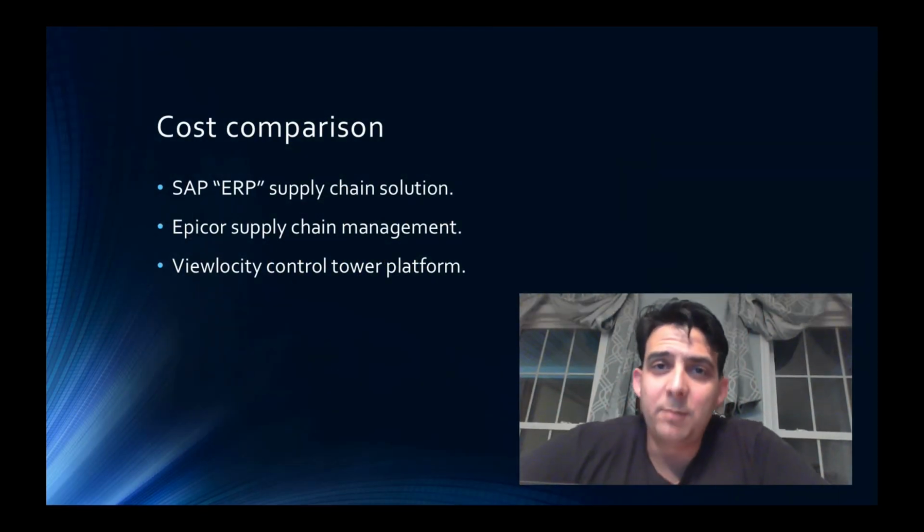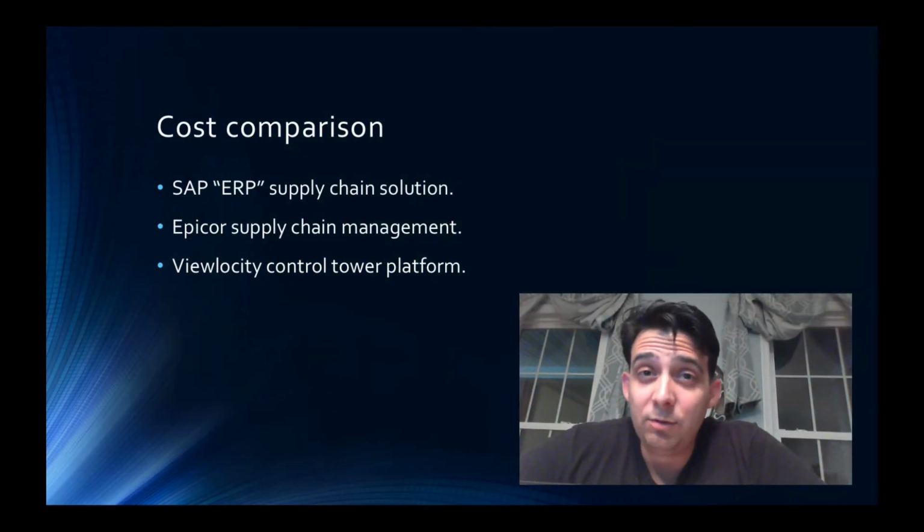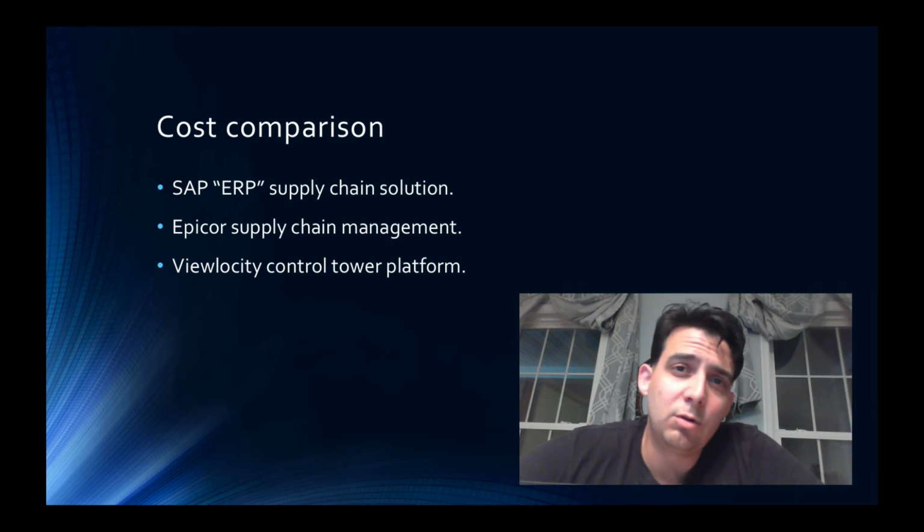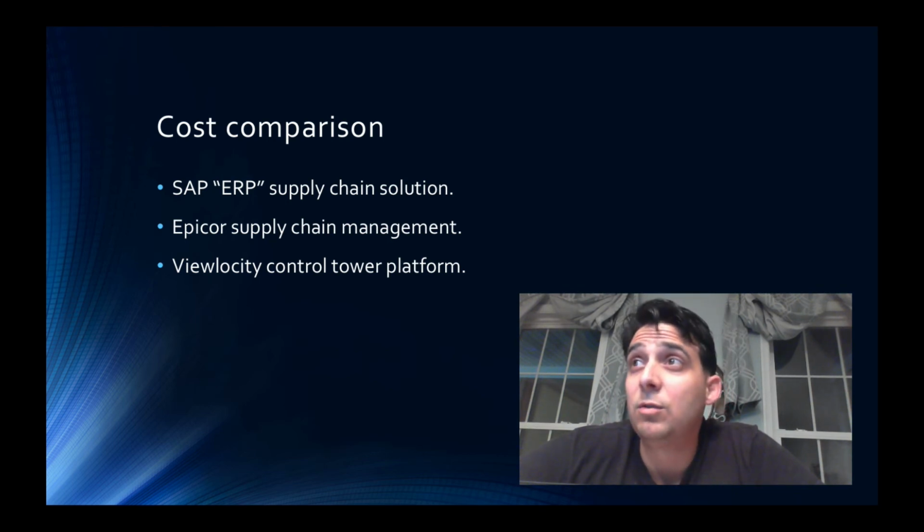All right, good evening. My name is William Ward, and as Ruth was discussing earlier in this presentation, the top three recommendations for our supply chain management software are SAP, which is the ERP supply chain solution, Epicor supply chain management, and Velocity control tower platform. Some of the key features for all three of these include inventory management, orders and billing management, logistics and transportation, supplier collaboration, warehouse management, and real-time visibility.